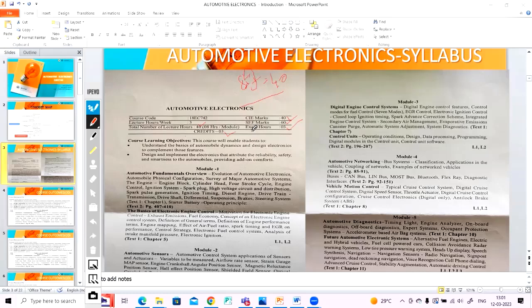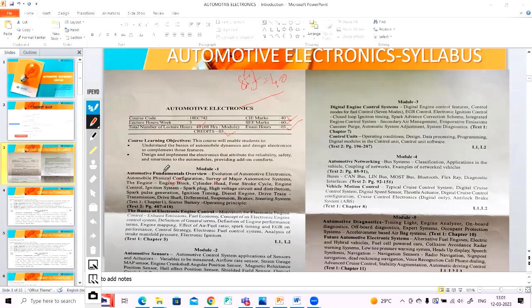Module 1 contains the evolution of automotive electronics and some major automotive systems like the engine block, cylinder head, 4-stroke engine, and ignition system, spark plug, ignition timing, diesel engine, and spark plug generations, and some starting batteries and operation principles, and suspension, brakes, and steering.